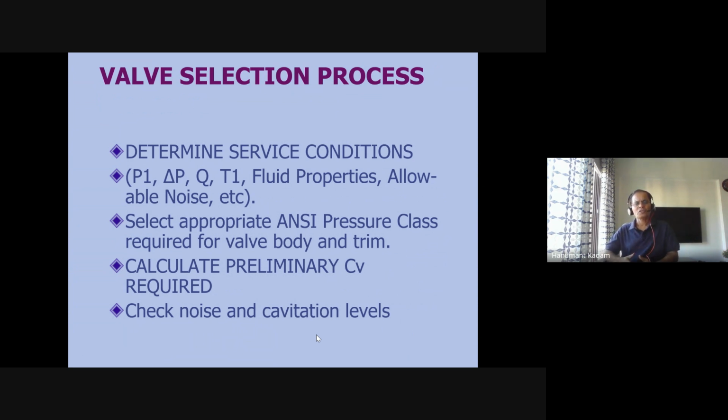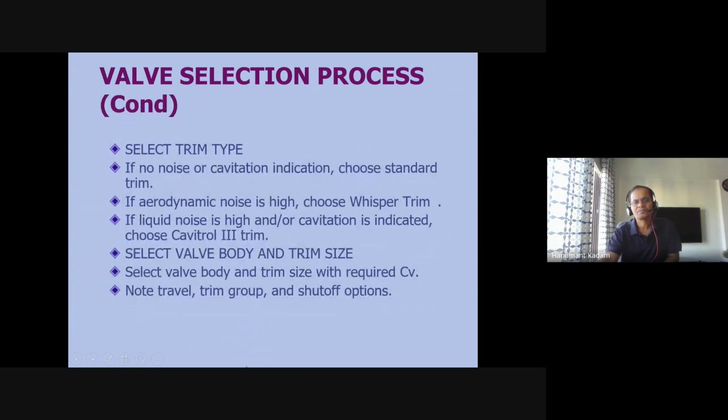So, the valve selection process. Determine service conditions: input pressure, differential pressure, flow rate, temperature, fluid properties, allowable noise, etc. Select the appropriate ANSI pressure class required for the valve body and trim. As per ANSI, the American standards, they have given a classification as per the valve body and trim requirement, what type of pressure class. Then calculate a preliminary CV required. Nowadays, a lot of very user-friendly software is available. Check noise and cavitation levels.